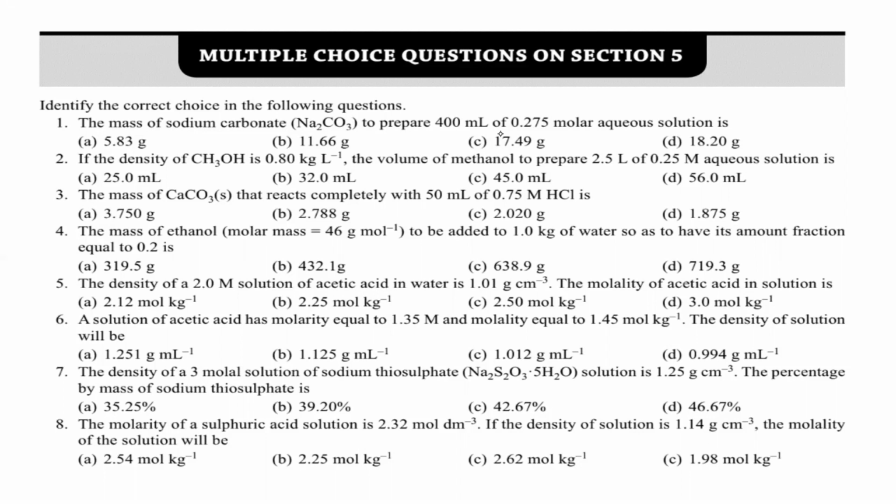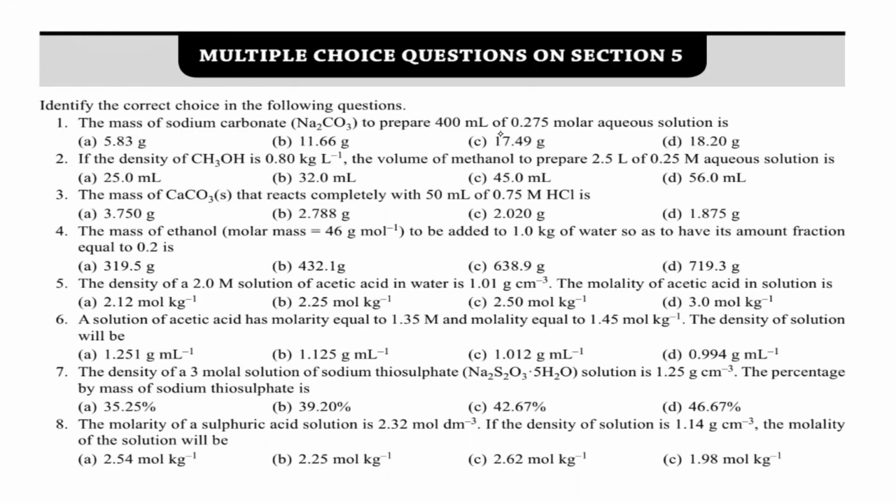The mass of calcium carbonate that reacts completely with 50 ml of 0.75 molarity HCl is. For calcium carbonate, they have given the volume 50 ml, and the molarity is also given as 0.75. So applying the same formula. I'm solving question number 3 now. Just see the next slide. One minute, just note down the values. We have to find the weight of solute, and the volume is given as 50 ml. No need to convert to liters, you can take it directly, and 0.75 is the molarity of HCl.